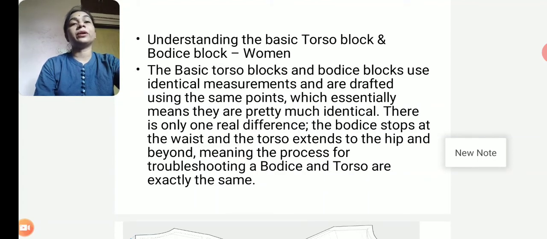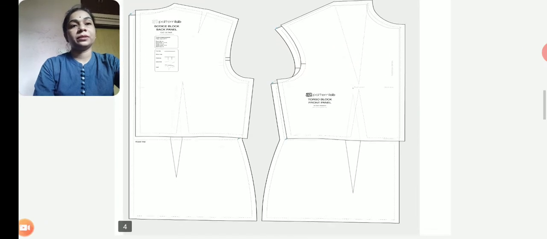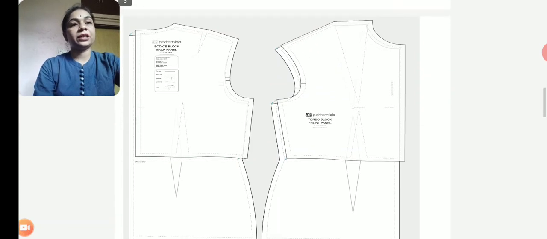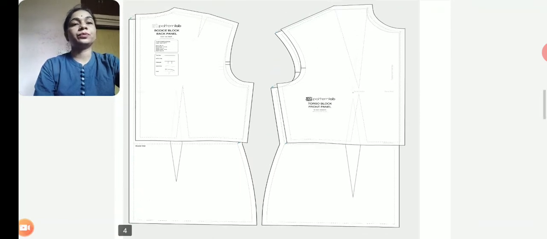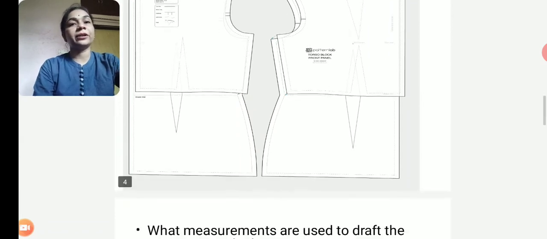So here, the basic bodice stops at the waist and the torso extends to the hip and beyond. This is the basic difference between torso and bodice. From HPS, the highest point of shoulder, to the waistline, this is the bodice, and if we measure from the highest point of shoulder to the hip line, it is a torso. Here we can see both bodice and torso in a diagram.